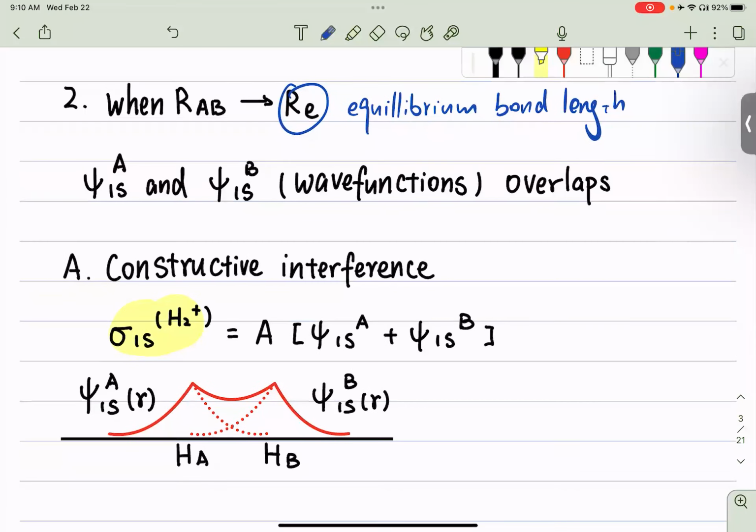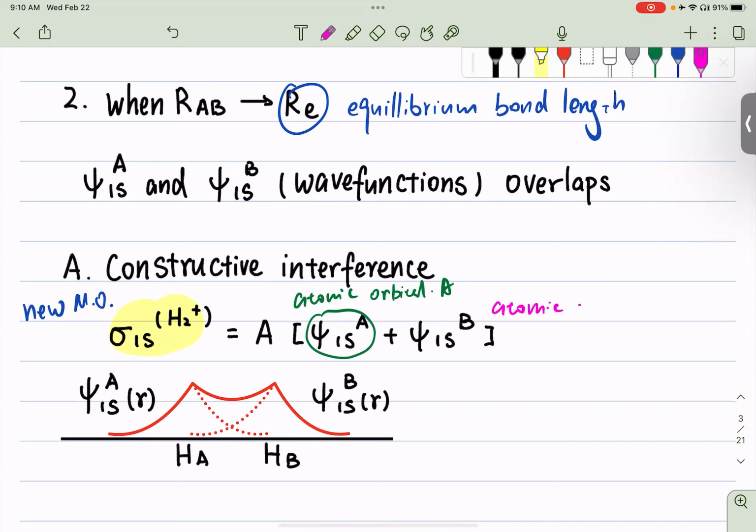which we call sigma 1s, by the constructive interference of your atomic orbital 1s interfering with the atomic orbital of your atom B. And again, note here, we have a plus sign, so that tells you this is a constructive interference, right? The peak meets the peak.